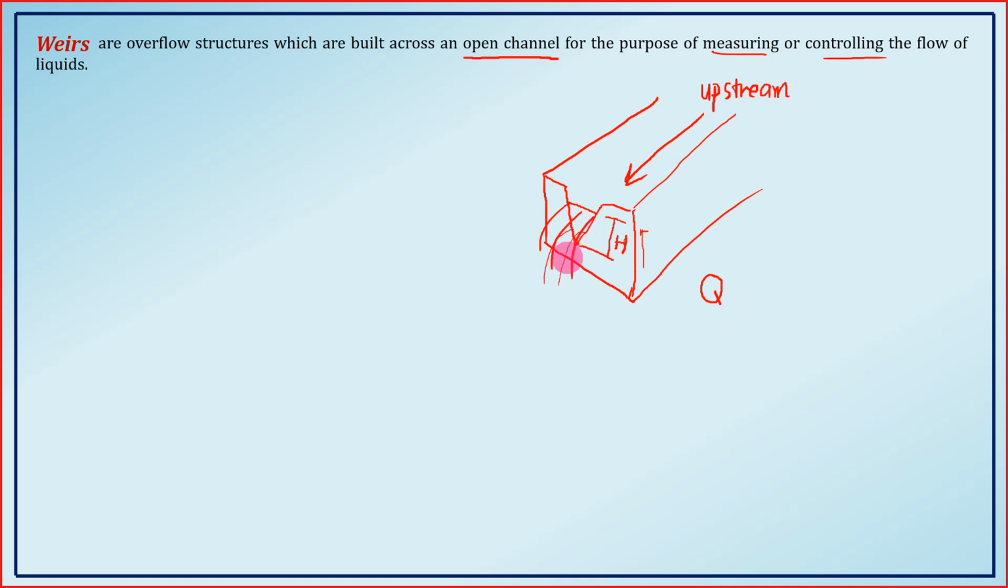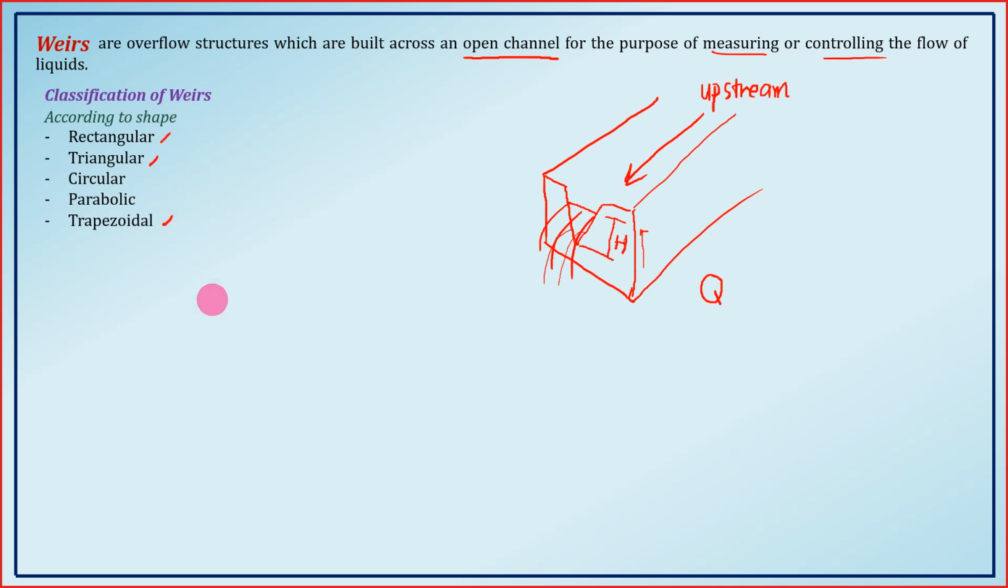Okay? So, sabi ko nga, meron tayong iba't ibang classification of weir depende sa kanyang shape. Yeah. So, according to shape, we have these 5 shapes of weirs: rectangular, triangular, circular, parabolic, and trapezoidal weirs. But most commonly here in hydraulics, we have rectangular, triangular, and the trapezoidal weirs. Yan yung mga isosolve natin dito ng mga weirs or i-investigate.